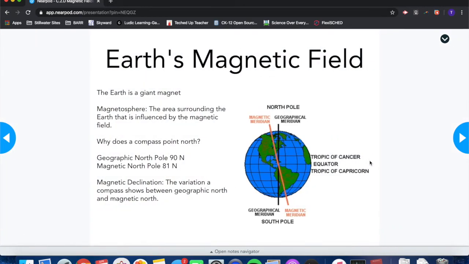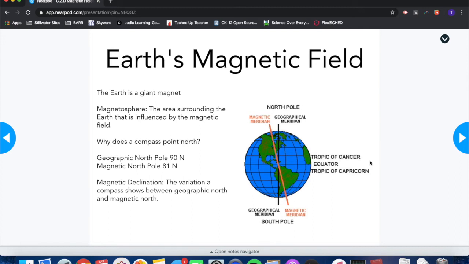The Earth is a giant magnet. We talked about what the interior of the Earth looks like and the fact that its core is iron. Because of that and the movement of the core, the Earth acts as a giant magnet. The magnetosphere is the area surrounding the Earth that is influenced by its magnetic field. We also talked about that when we discussed the layers of the atmosphere, the magnetosphere being the uppermost region of what we consider the Earth's atmosphere.